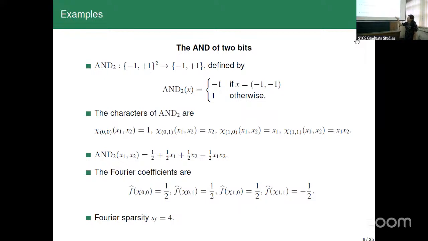to half. F hat of chi 0,1 corresponding to x2, that is half. Similarly, this is half, and the last one is f hat of chi 1,1, corresponding to x1 x2, that is equal to minus half. So here, as we can see, the Fourier sparsity is equal to 4. All the coefficients are non-zero.